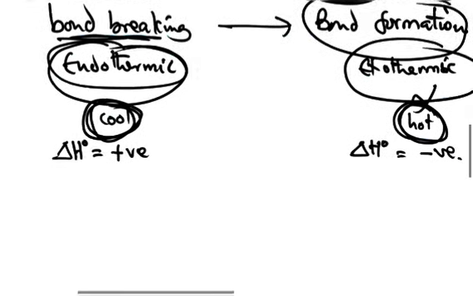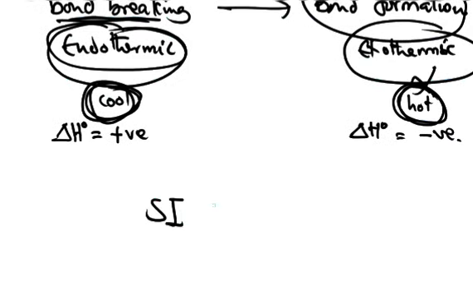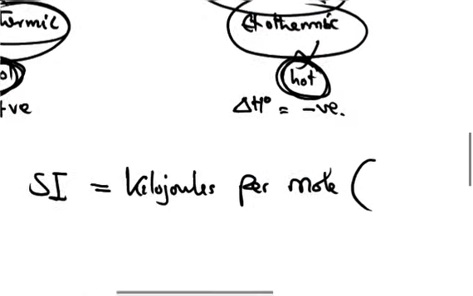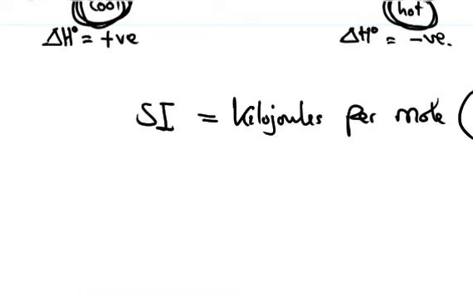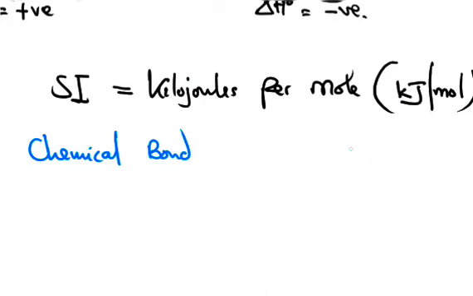So bond energies, the SI unit, systematic international, is kilojoules per mole, kilojoules per mole. Here I am going to give you a table of average bond energies. So let's have the table here. Here the chemical bond, and this side here the bond energy.